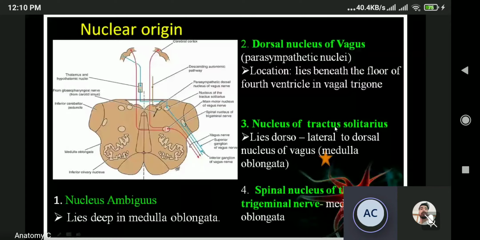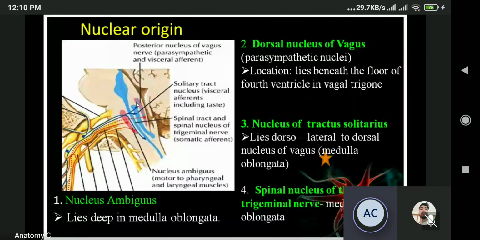Now next, this one is the same thing. You can see over here, this is the dorsal nucleus of the vagus. This one is the nucleus of the tractus solitarius, and you can see the long nucleus of the trigeminal nerve. This one is the spinal, this one is the mesencephalic. So over here, this is the spinal one. We include the spinal nucleus of the trigeminal nerve. Next one, we have the nucleus ambiguus.